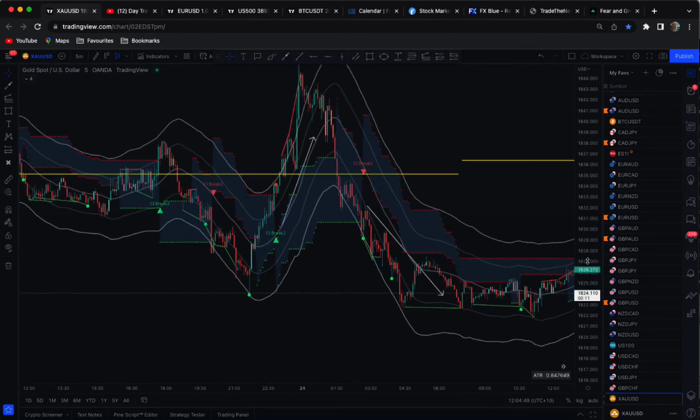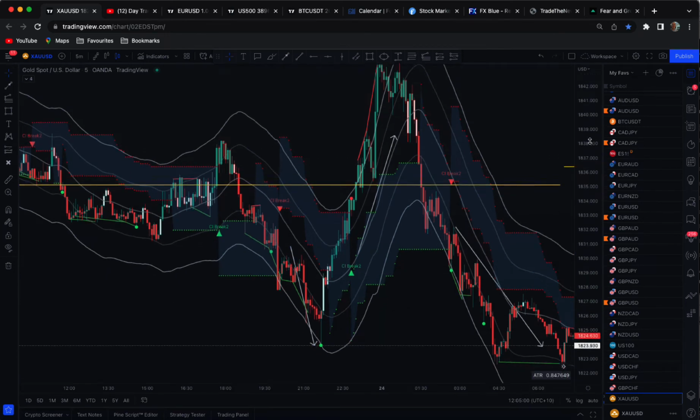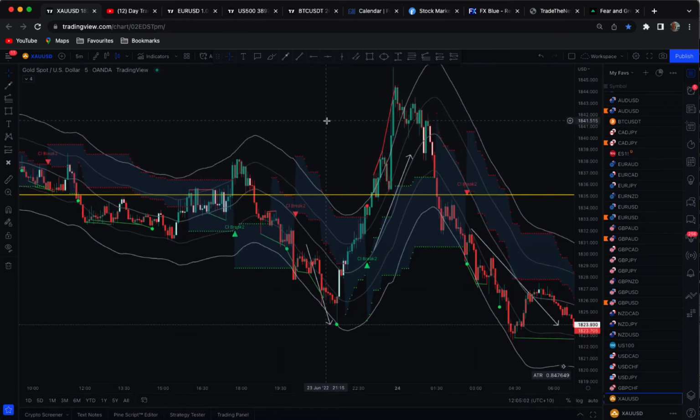Now here's where the risk is involved. So we've got a short opportunity there. That's nice. We've got this buy. What you can do if you want to is go to the higher time frame.